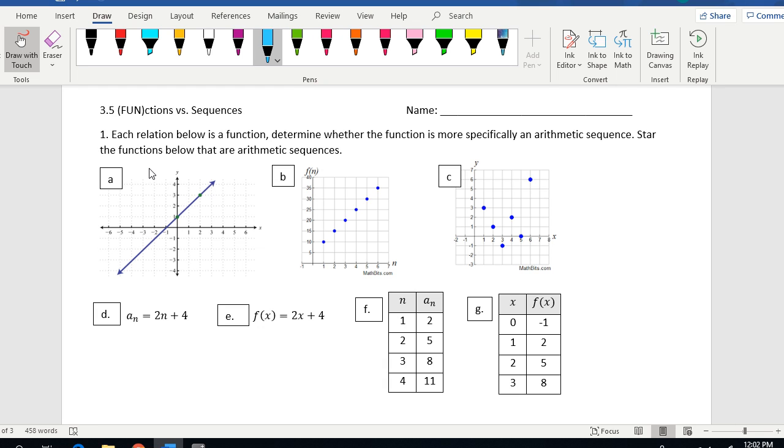Hey y'all, this is Miss Bouchelle, and I'm going to be going over the 3.5 functions versus sequences, but more specifically, arithmetic sequences. All right, so let's look at number one.